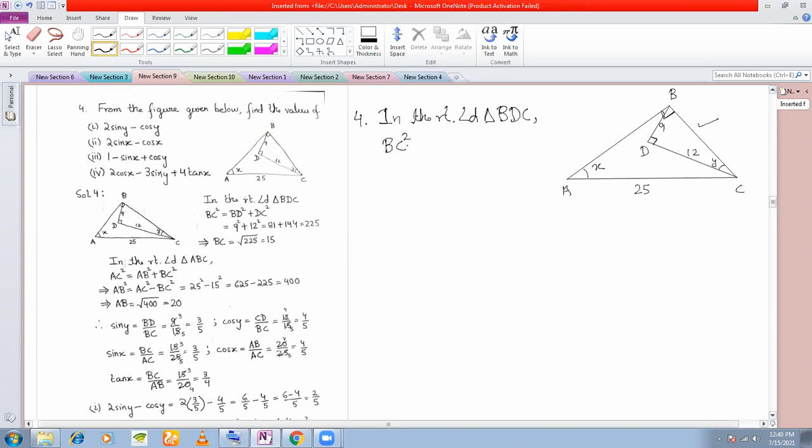BC square is equal to BD square plus DC square, which is equal to 9 square plus 12 square, which is equal to 81 plus 144, which is equal to 225. So therefore BC must be the square root of 225, which is equal to 15. Now no units is given, so let's keep it at 15 units. Let's write it here. We have found this out to be 15.